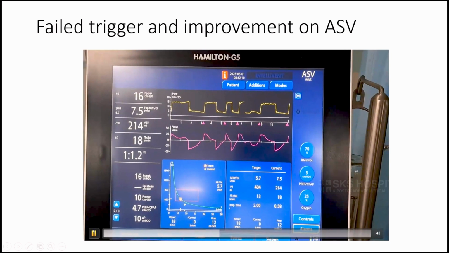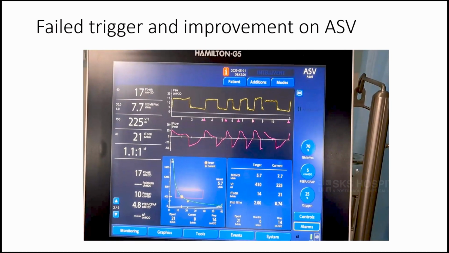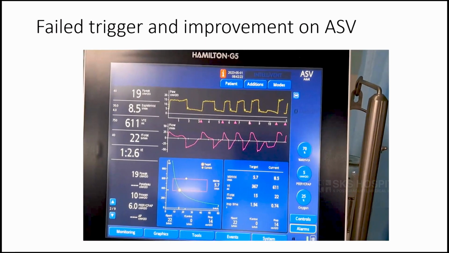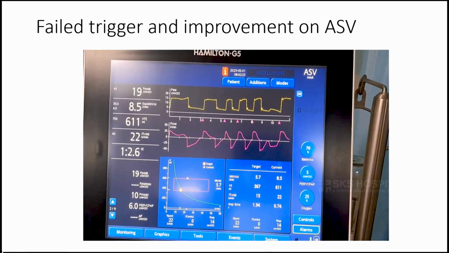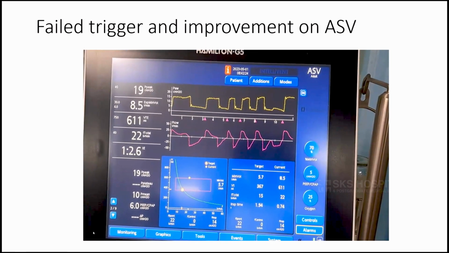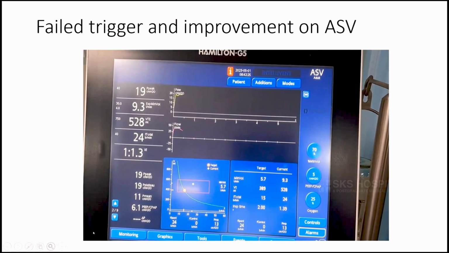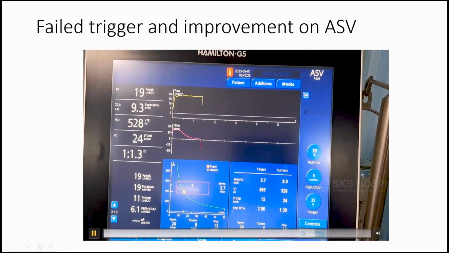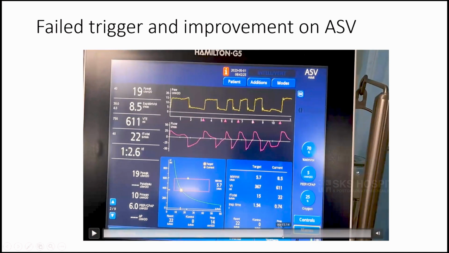So now that's not adequate. He's triggering, and all the breaths are being triggered. What you would have observed is, I'll just move the graph a little behind. And you can see the pressure support actually has gone up to 14.